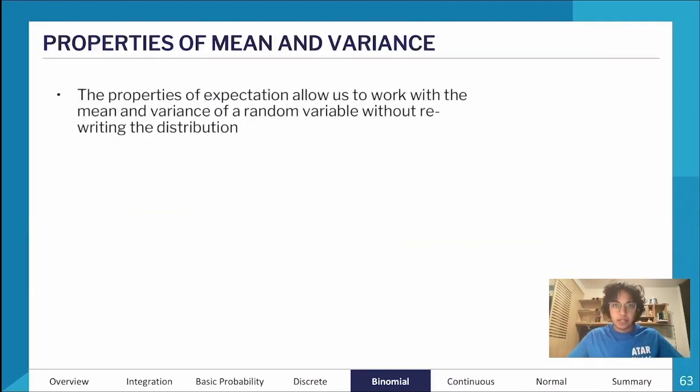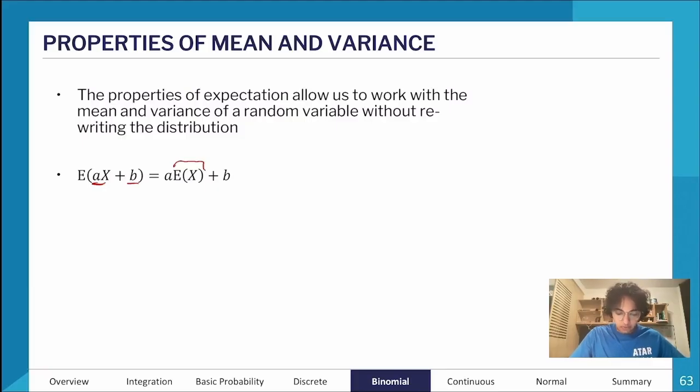Okay, let's talk a bit about the probabilities of the mean and the variance. The expectation allows us to work with the mean and variance of a random variable without rewriting the distribution. What do I mean by that? If I have some new distribution that's only a scalar multiple plus some constant, I can just use the old mean and continue on. This is a really common question type.